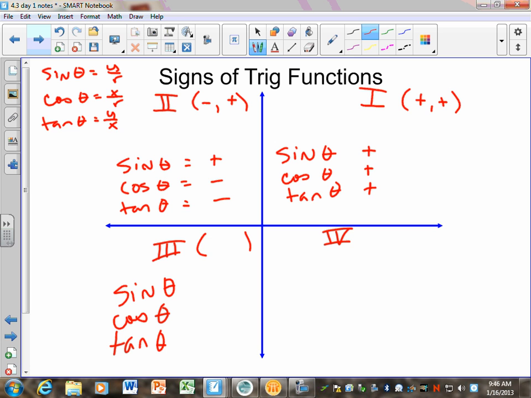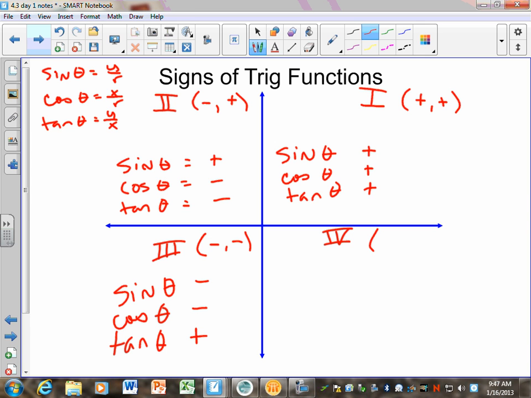In quadrant 3, what are the signs? They're both negative: x is negative and y is negative. So what does that mean for sine and cosine? Sine is y over r, so a negative over a positive is going to be a negative. Cosine is the same as quadrant 2. It's still going to be a negative over a positive. But what about tangent in quadrant 3? A negative over a negative is a positive. If you have a negative over negative, it's always going to equal positive, right? You with me on that?